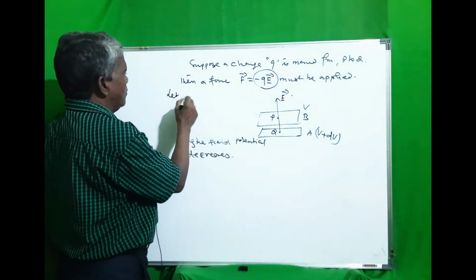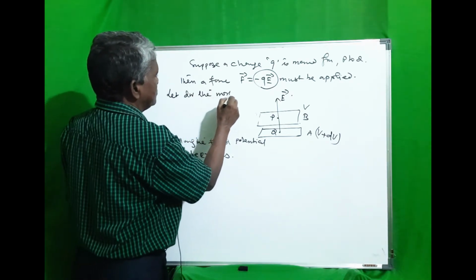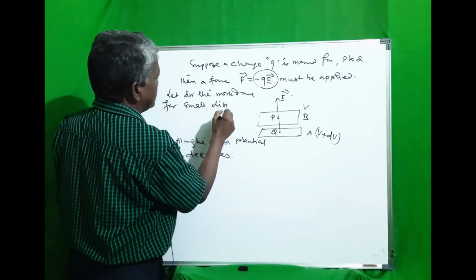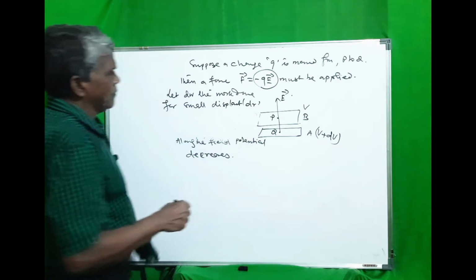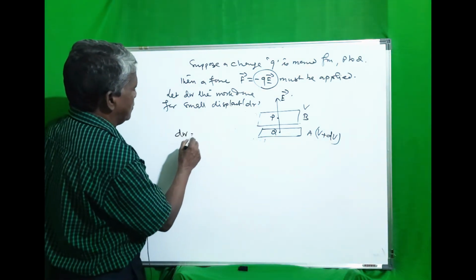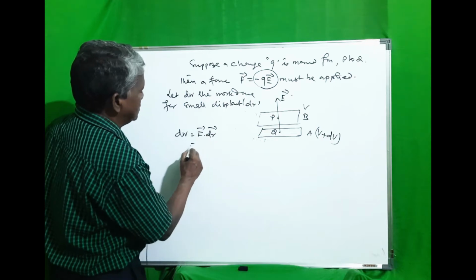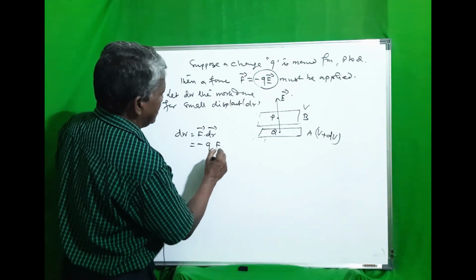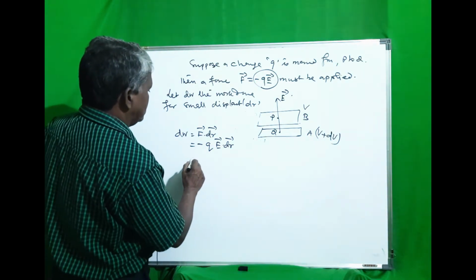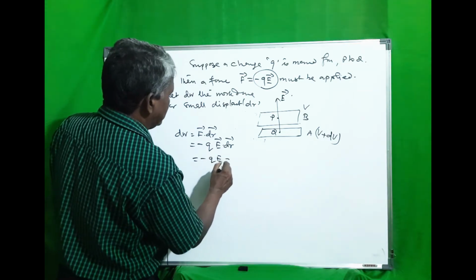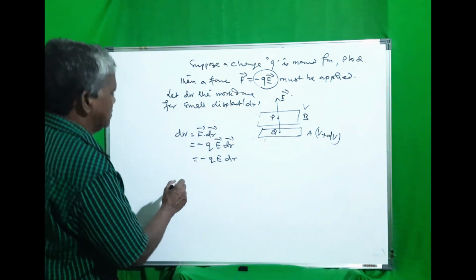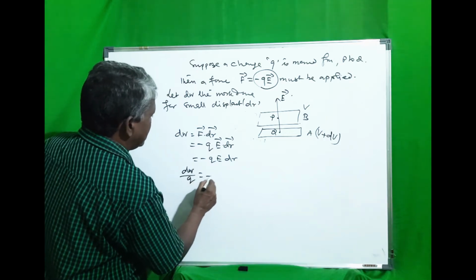Let dW be the work done for small displacement dr. Then dW is equal to F dot dr is equal to minus Q E dot dr. This is minus QE dr since displacement is along the direction of applied force, or dW by Q is equal to minus E dr.